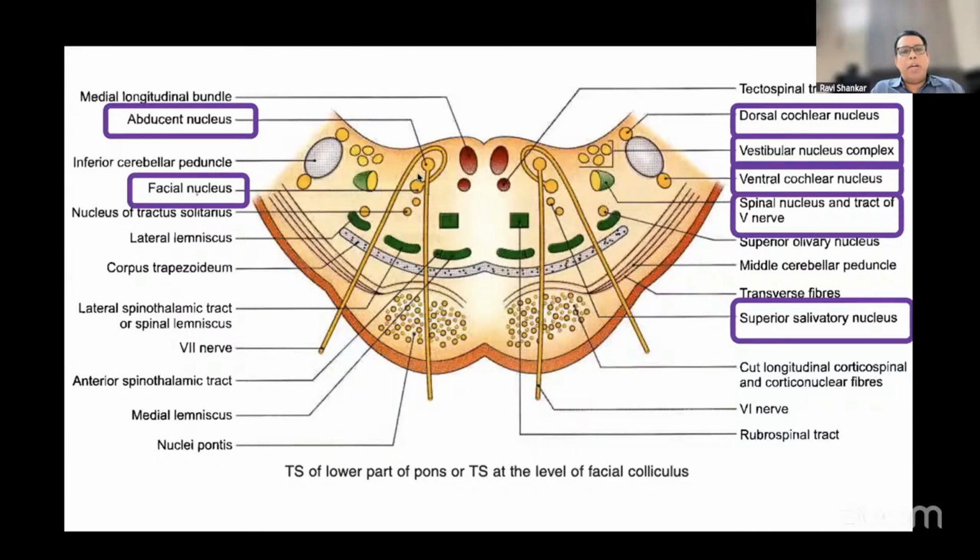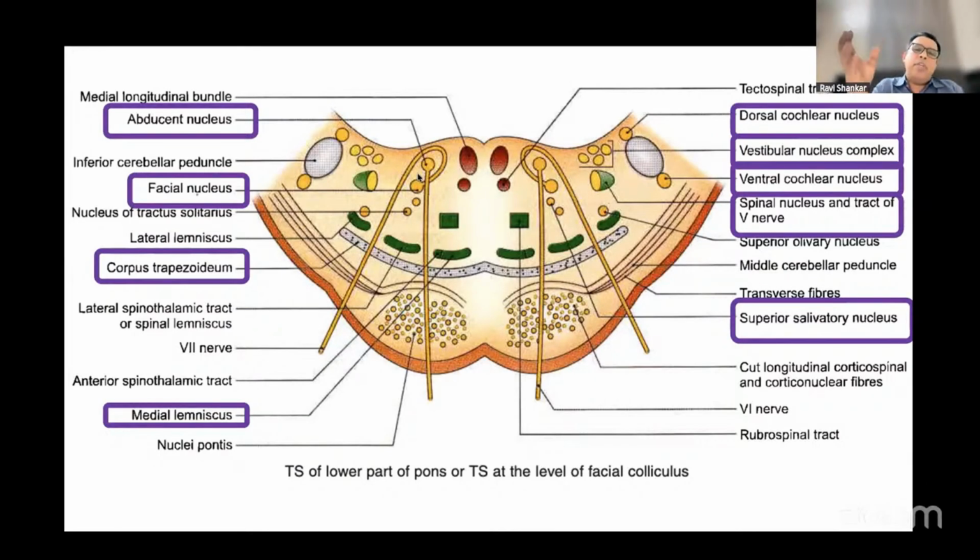Coming to the white matter part of it, we see this large body, which is known as the trapezoid body, lying just behind the ventral part of the pons and consisting of fibers that arise in the cochlear nuclei and are a part of the auditory pathway. The medial lemniscus lies on either side of the midline just behind the trapezoid body and is joined by the anterior spinothalamic tract, and is the upward continuation of the sensory pathway coming from down below in the spinal cord. The lateral spinothalamic tract, or spinal lemniscus, lies lateral to the medial lemniscus at this level. The inferior cerebellar peduncle lies lateral to the floor of the fourth ventricle at this level.